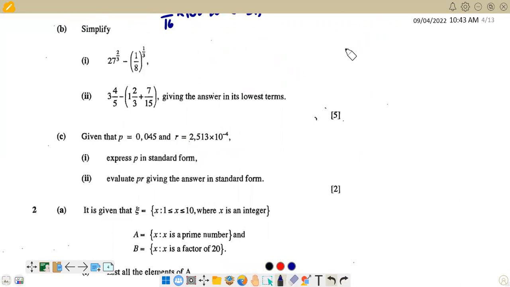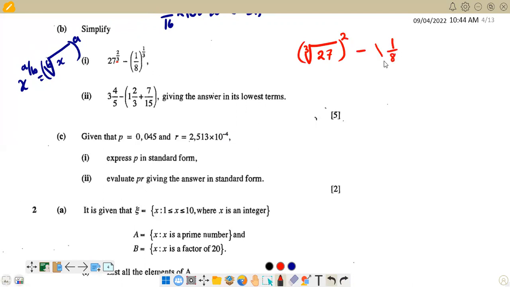So remember from your laws of exponents that x to the exponent of a over b gives us the b-th root of x, and everything to the exponent of a. So in this case, I've got 27 to the exponent of 2/3. The 3 in the denominator becomes the number that will be in the root. So this is equivalent to the cube root of 27, and whatever you get, you raise to the power of 2. Minus, you do the same thing on 1/8, which is the cube root of 1/8, and whatever you get, you raise to the power of 1. That is the exponent in this case.